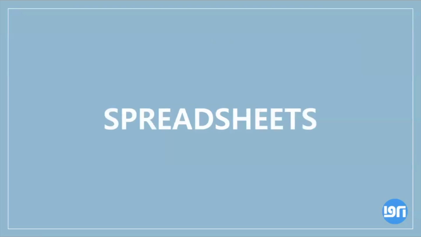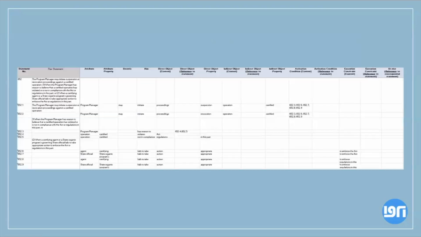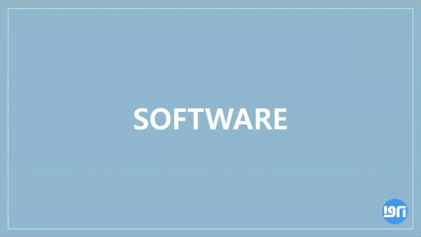Many analysts who use the institutional grammar use spreadsheet software like Microsoft Excel to input their coded institutional statements, with each row representing a single institutional statement and each column corresponding to a syntactic component. Here's an example of what that looks like. In addition, dedicated software has been developed to allow for the tagging of institutional statement components, including the IG parser. We'll look at an example of coding with the IG parser later in this video.